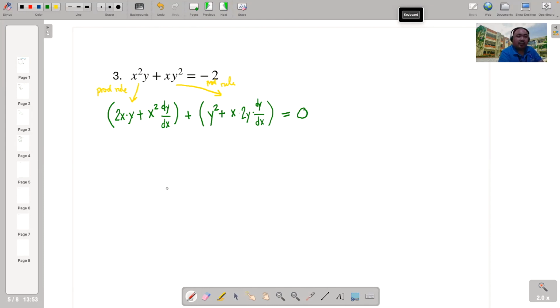What's the next step? So the next step is I will try to isolate the dy/dx's from everything else. Correct. Okay, so let's rewrite this as 2xy plus x squared dy/dx plus y squared plus 2xy dy/dx is equal to 0. And then I try to put everything that doesn't have dy/dx's on one side.